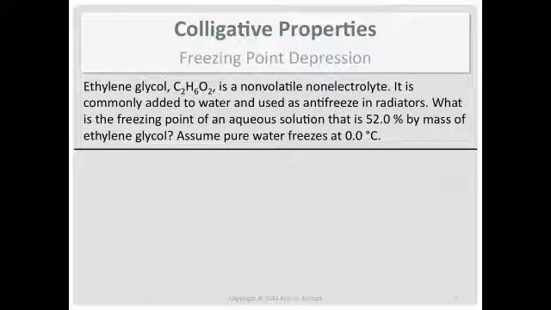We're going to take the same solution we used in the boiling point elevation problem. The wording's a little bit different. Instead of calling it a coolant, I'm calling it an antifreeze, and we want to know what the freezing point is of the solution. The non-volatile, non-electrolyte part: non-volatile simply means no evaporation worries on the solute, the ethylene glycol. And the non-electrolyte means we don't have to worry about the solute breaking up into multiple particles. We'll save that for later.